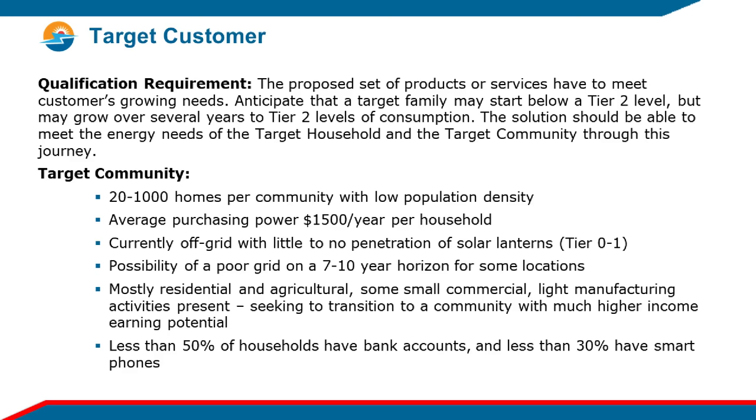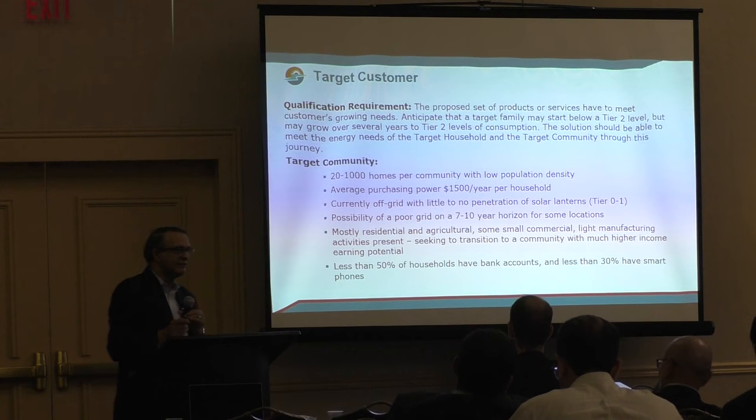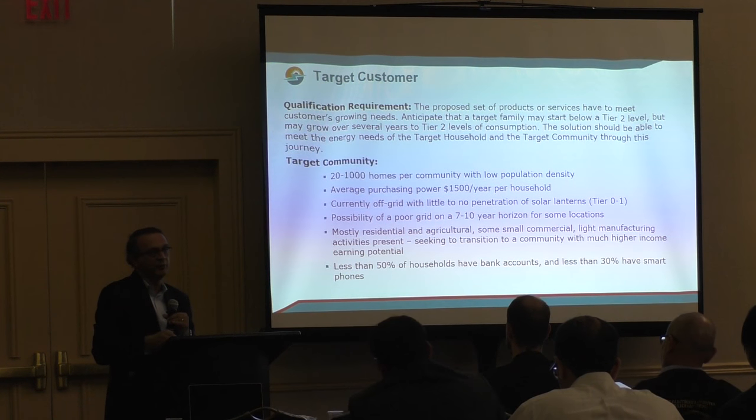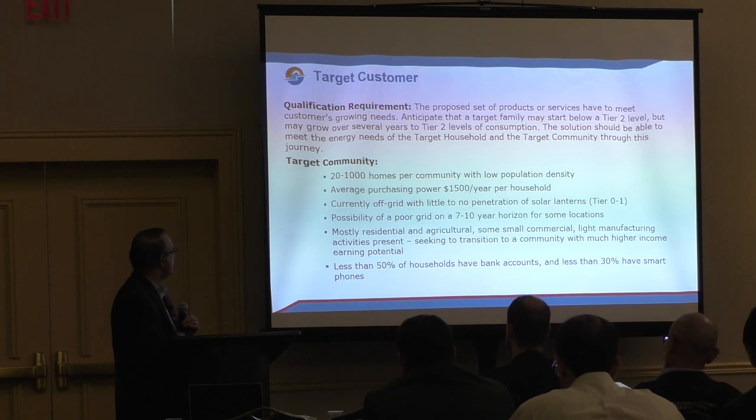Target communities are mostly residential and agricultural. There may be commercial and light manufacturing activities. And they're looking to transition as a whole to a community with a higher level of income. And 50% of the households don't have bank accounts, and 30% have smartphones. So you can see it looks like a very different community from what we are accustomed to.